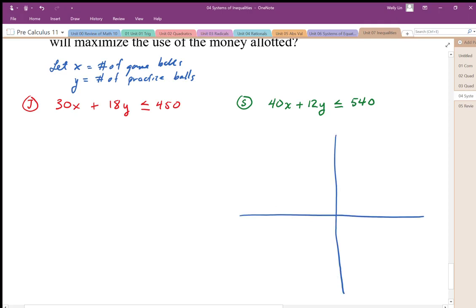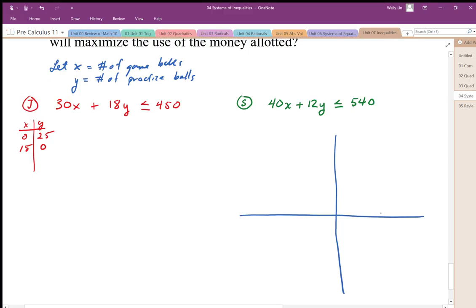There's my axes. I'm going to make this into y equals mx plus b. This one here, although we can probably solve this with the intercepts. Actually, let's solve this with the intercepts. So I'm going to make a table of values. When x is 0, y is going to be 450 divided by 18, so 25. They can buy 25 practice balls when they buy 0 game balls. Okay, if they buy 0 practice balls, then it's 450 divided by 30, and they can only buy 15 game balls. So our graph's going to look like this.